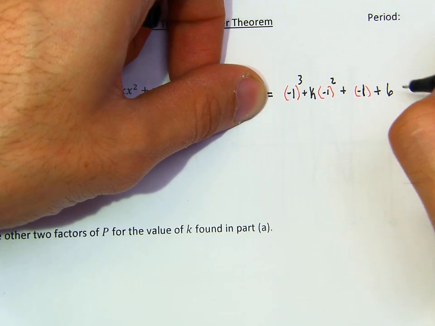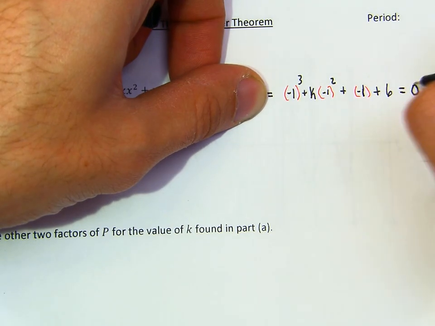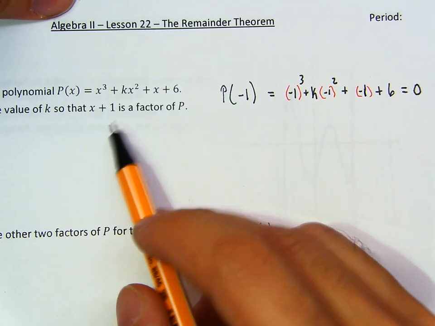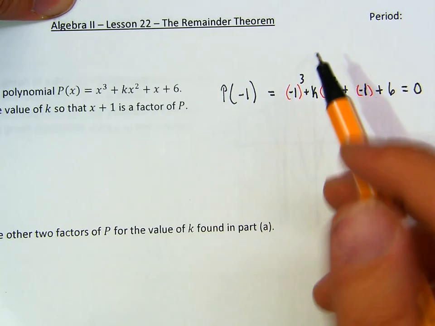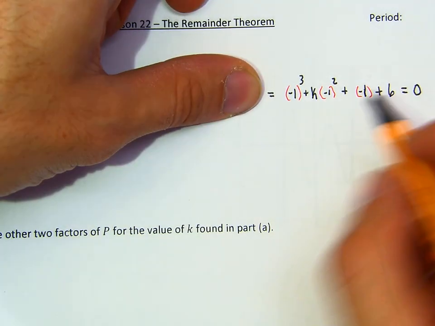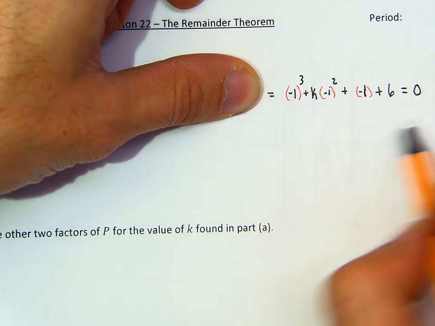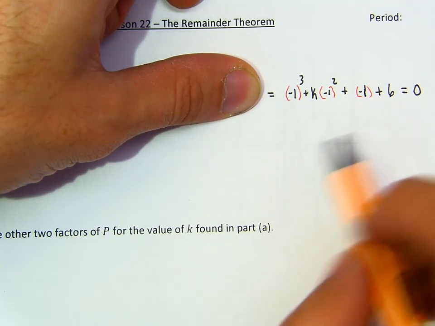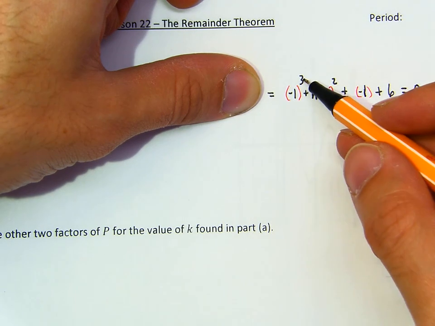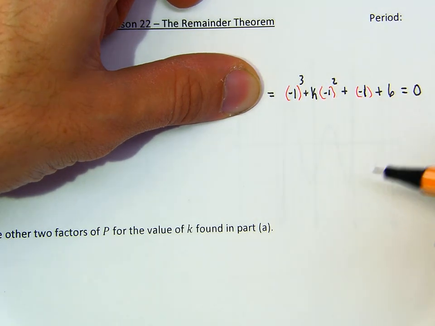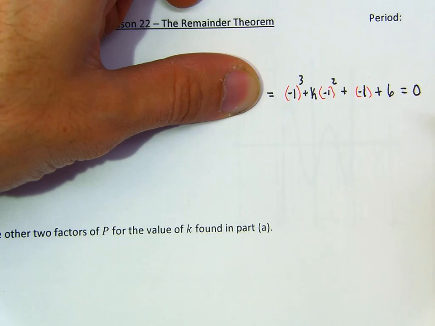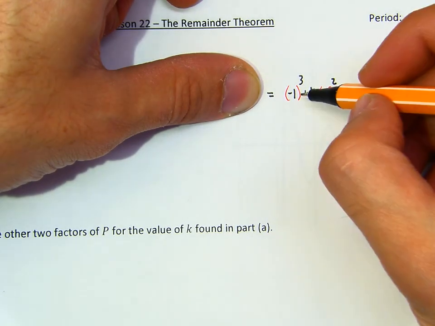Here, notice that this has to equal 0 because you know that x plus 1 is a factor of the whole thing. So what I want you to do is solve for k. Take your time, pause the video, don't wait for me to do it, but try and do it without a calculator. What is negative 1 cubed? How do you continue this by yourself? Pause the video, okay?